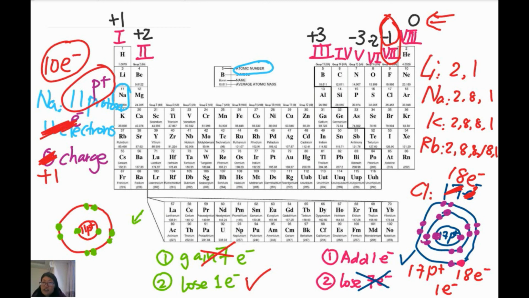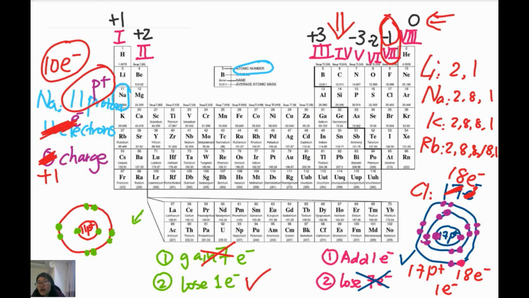And group 14, people ask me, how about group 14? Group 14 is changing, actually. It has changing oxidation number. Why? Because it has 4, and you could lose 4, lose 3, lose 2, lose 1, gain 2, gain 3, gain 4. You could have many charges. So we don't actually think about a fixed oxidation number for group 14 main group elements.